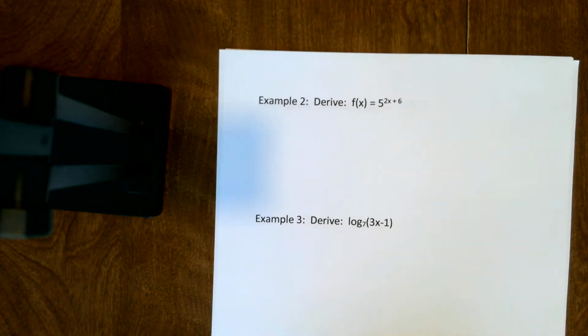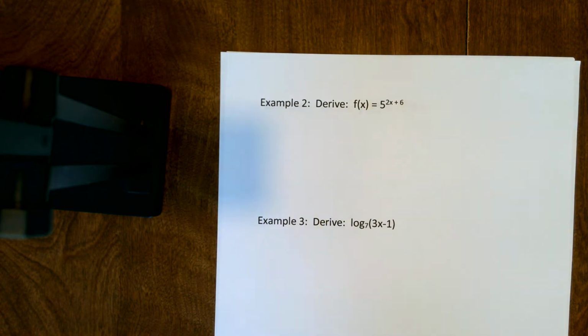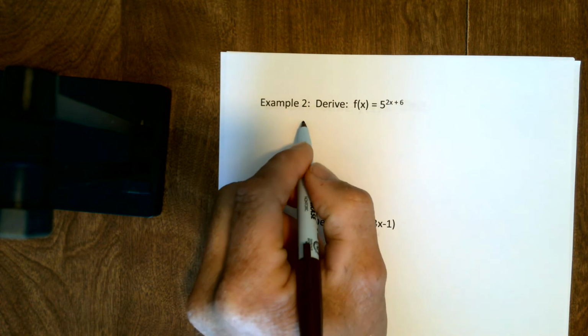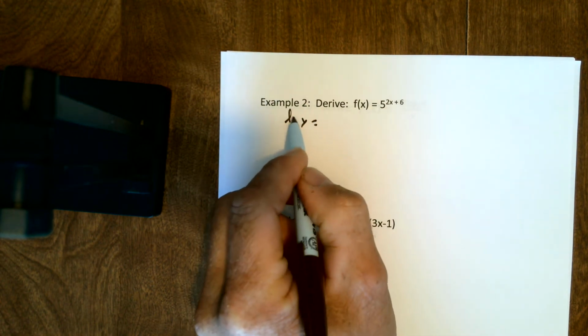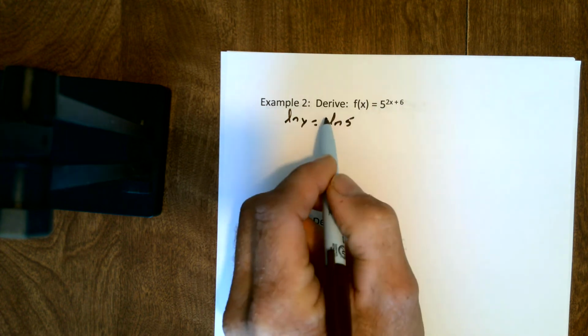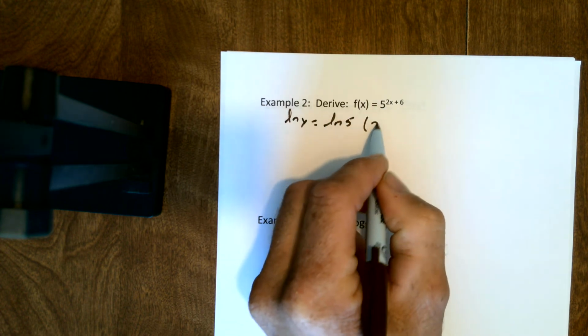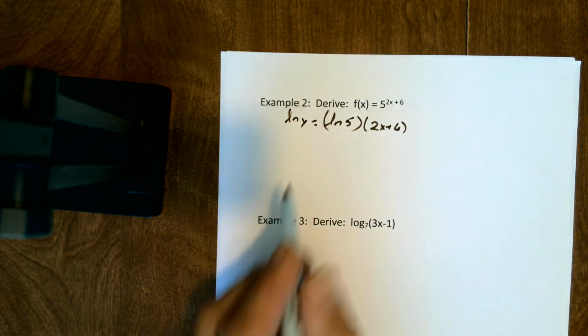So I'm going to run through several problems. You don't have to watch through all of them, I suppose, but it might be something that you get something out of, maybe make your life a little easier. So here I'm going to go ahead and take the natural log of y equals the natural log of 5, and then our 2x plus 6 is going to come down. We can put it in the front, or we can just multiply it out, doesn't matter.